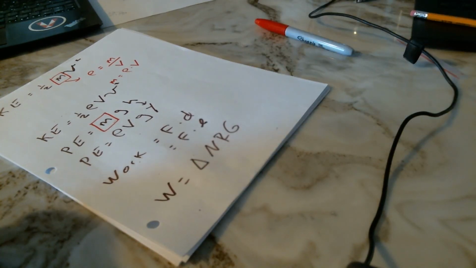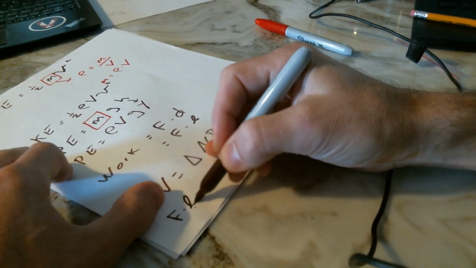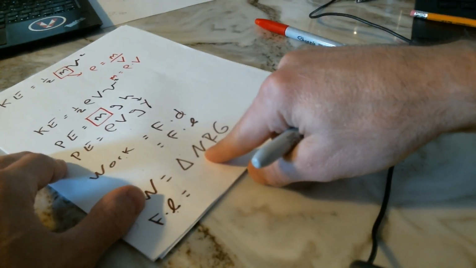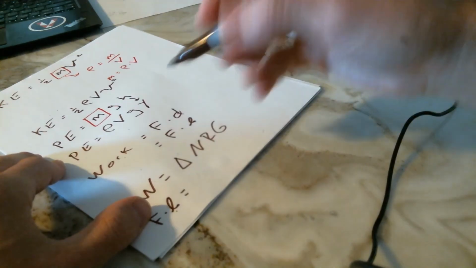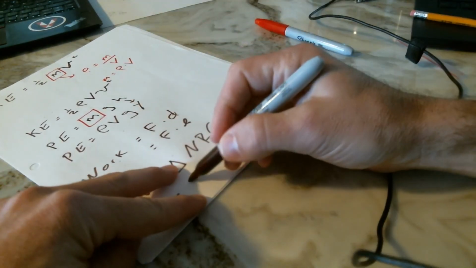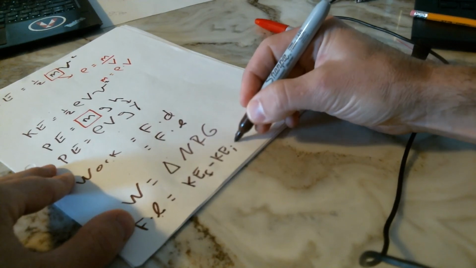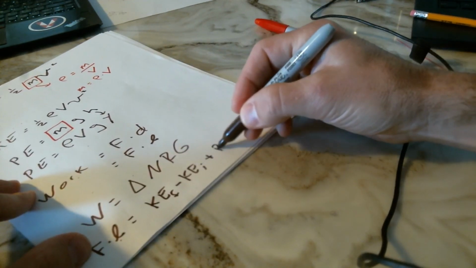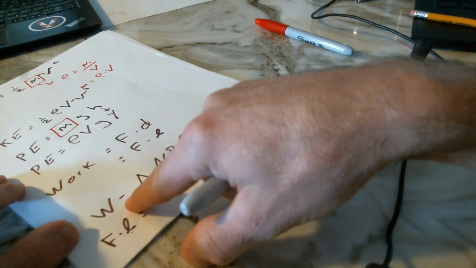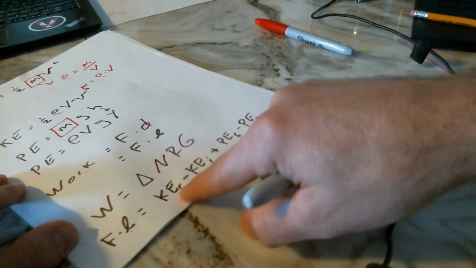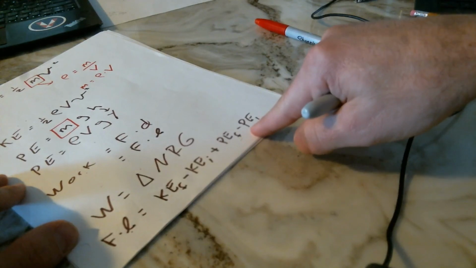So here's what I want you to remember. Work is force times a length. A force times a length will equal a change in energy. A change in anything is final minus initial. So it will be kinetic energy final minus kinetic energy initial, plus the change in potential energy, potential energy final minus potential energy initial. Please remember that work equals the change in energy, the sum of the change in kinetic plus the change in potential. This is called the work energy theorem.